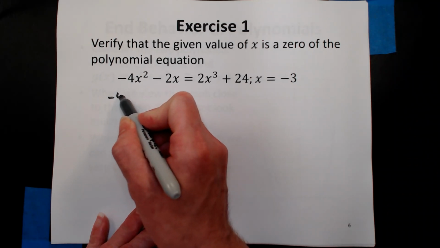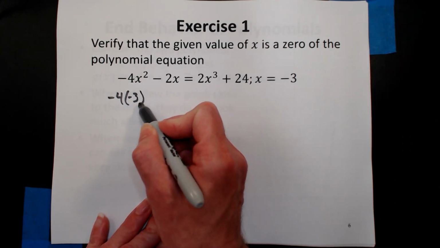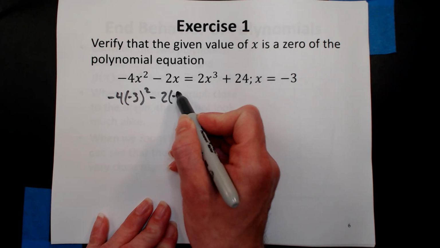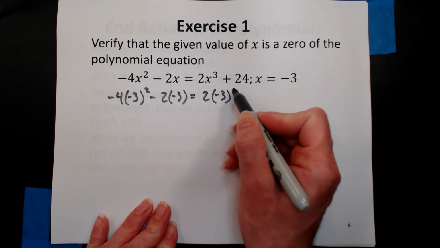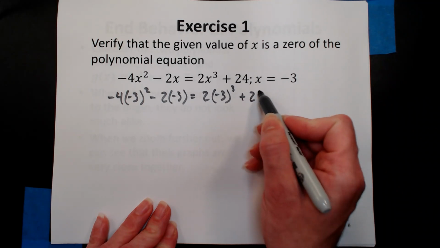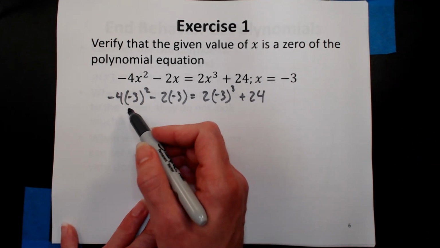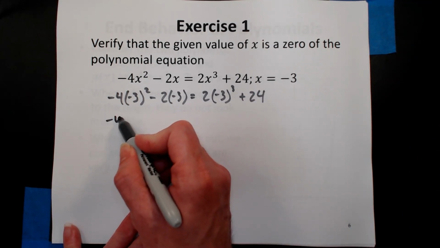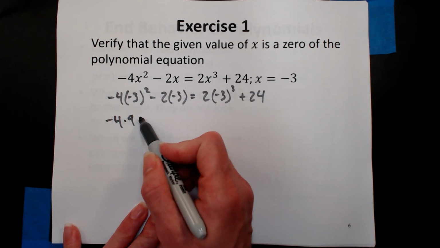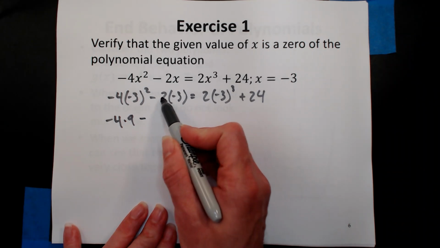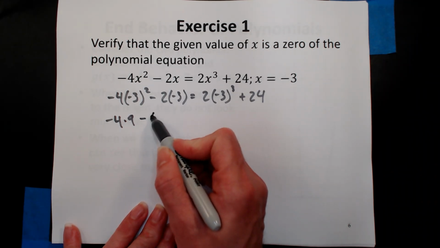And so we'd have -4 times -3 squared minus 2 times -3 equals 2 times -3 to the third plus 24. And now that we have this, we're going to have -4 times 9, because that's -3 squared. Negative times negative is positive. Minus, and then that's -2 times -3, which is positive 6.